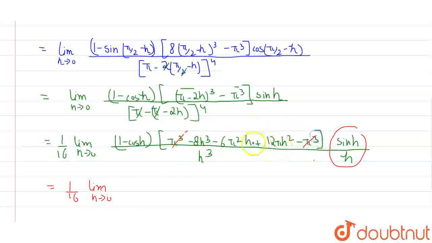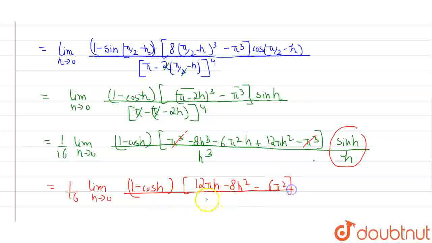And here, if we take h common from each term, then it will cancel out with the h cube, and there it will be left as 1 minus cos h, and it will become 12 pi h minus 8 h square minus 6 pi square, right, divided by h square.